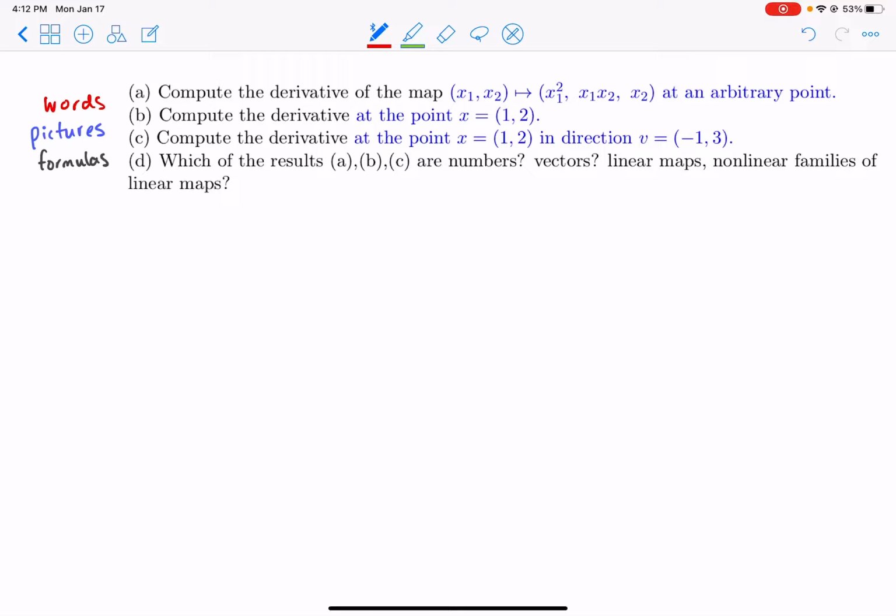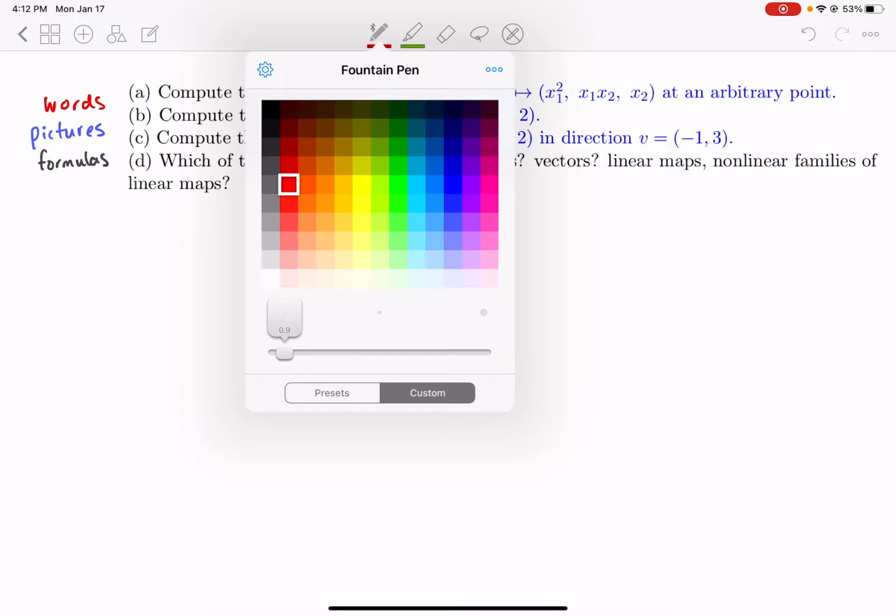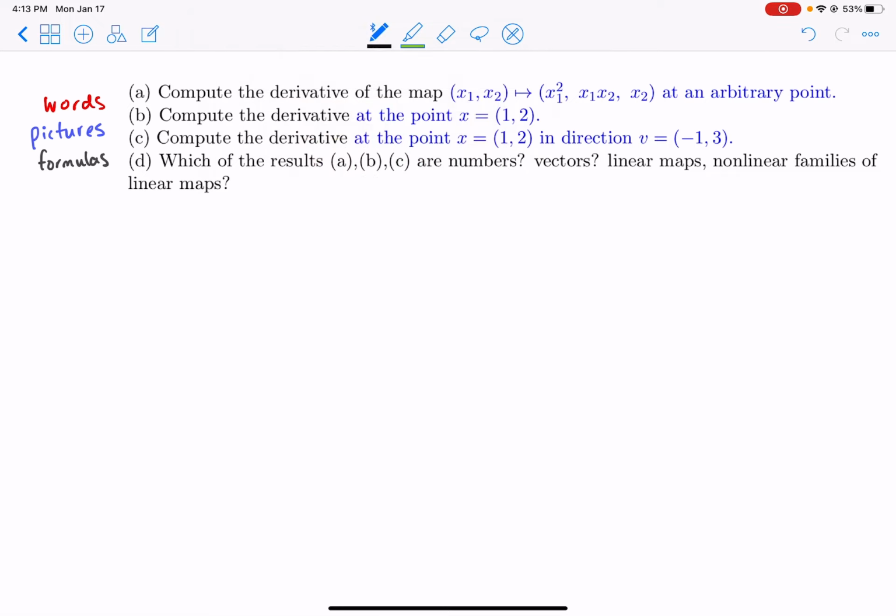Okay, hi everybody. So this one is an interesting problem and I find it sort of hard to explain, so I'll do my best. But I think you'll see it's not too bad. So first, here's the map. Let's call it F. And I guess the inputs are R2 and the outputs are R3.